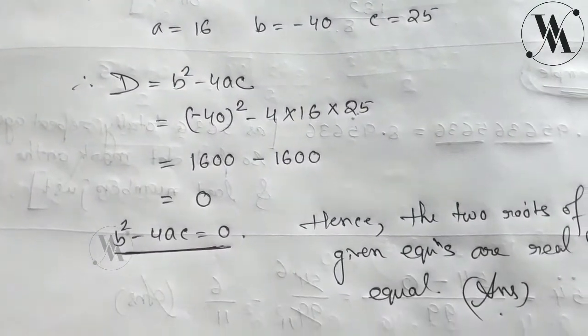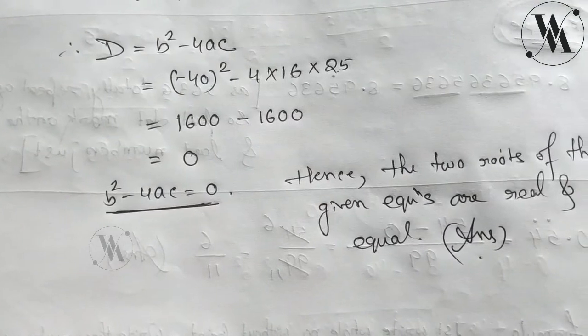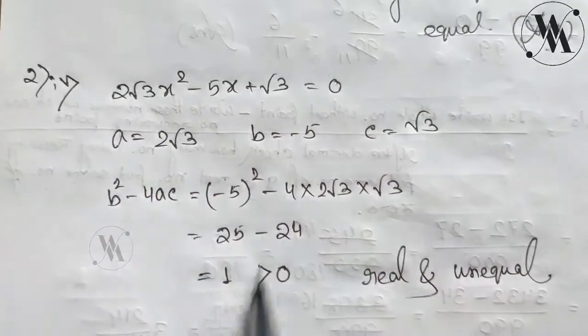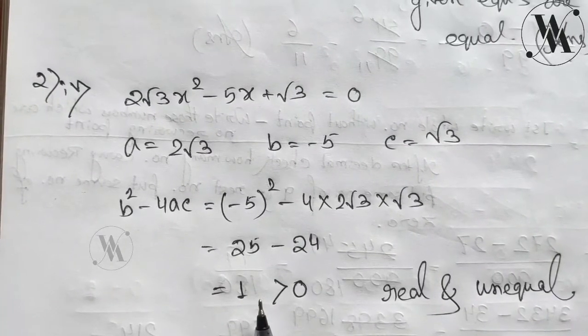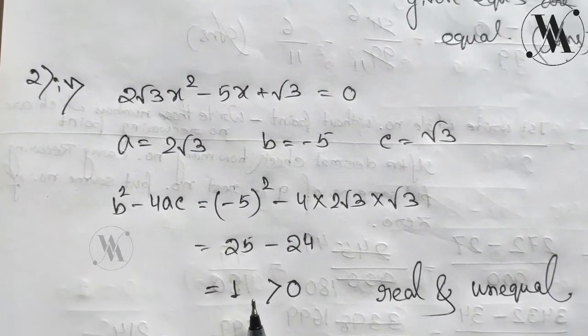Okay, now we are going to solve the next problem. Sum number 2, 4. The given equation is 2 root 3 x square minus 5x plus root 3.